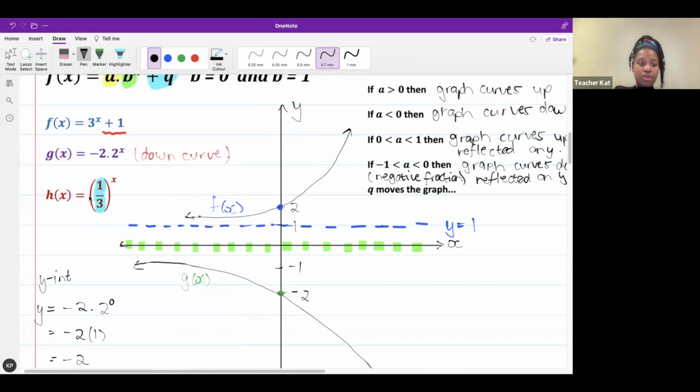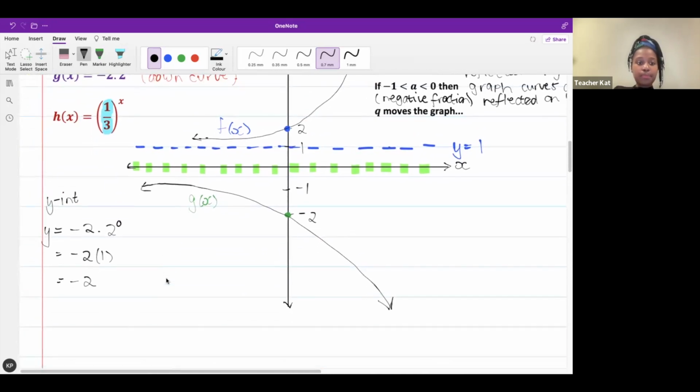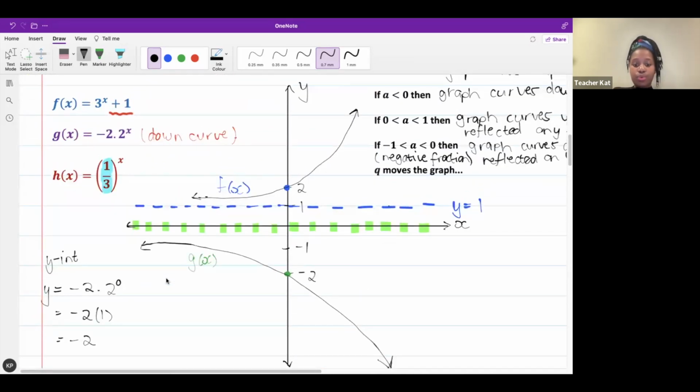So are we with me? So let's look at this one. Do we have a q value? No, which means my asymptote is also the line y is equal to 0, which is this one. I'm drawing it in pink so that you can distinguish that I have two asymptotes here.